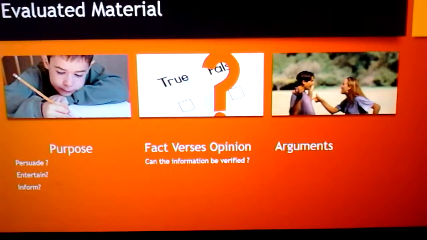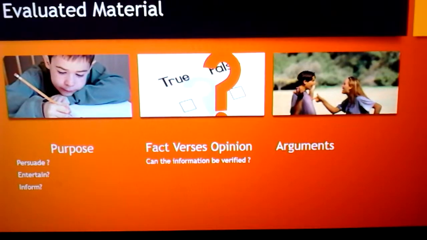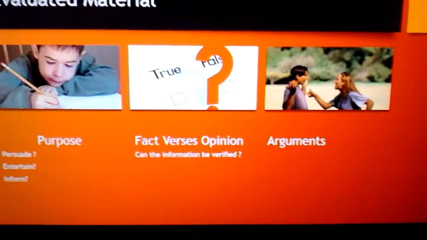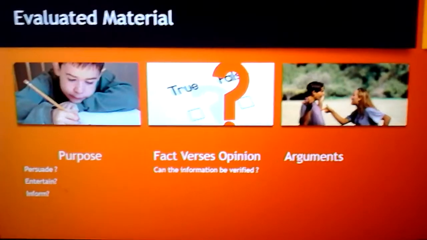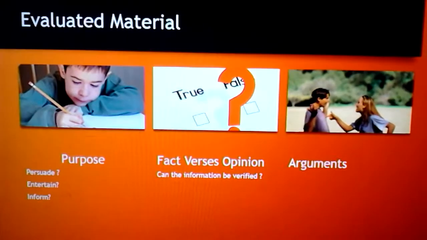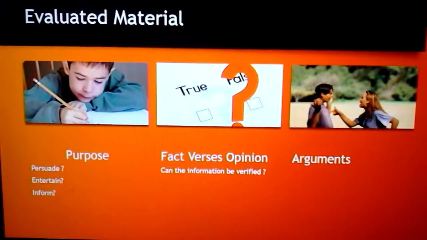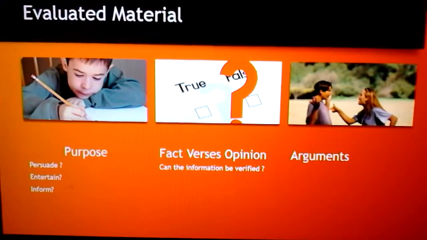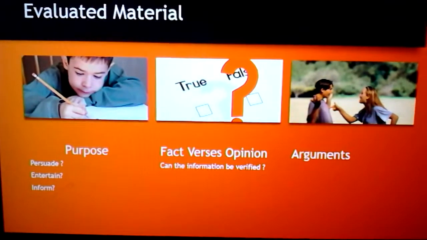Now we went over facts versus opinion. Can the information be verified? For example, I can say that the house next door to mine is yellow, and that's a fact because we can actually see that the house is yellow. An opinion may be, I think that chocolate ice cream is better than vanilla ice cream. That would be the difference between facts and opinions, and we went through studying the difference between those two and finding those.